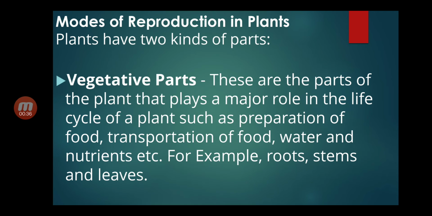Plants have two kinds of parts, vegetative parts and reproductive parts. Vegetative parts. These are the parts of the plant that play a major role in the life cycle of a plant, such as preparation of food, transportation of food, water and nutrients, etc. For example, roots, stems and leaves.